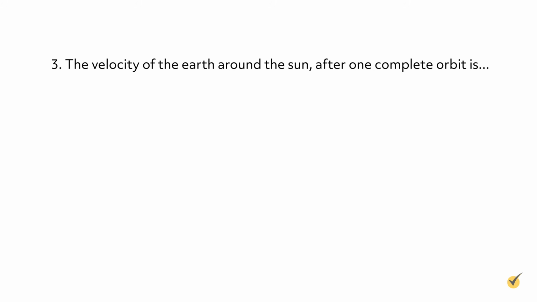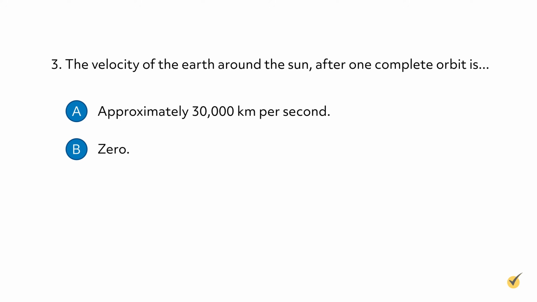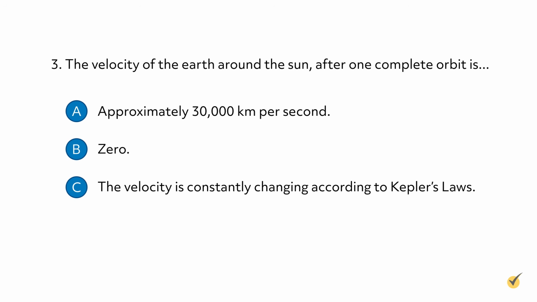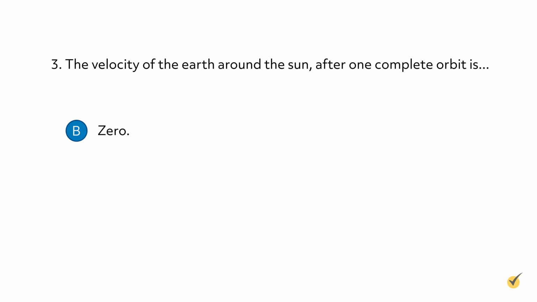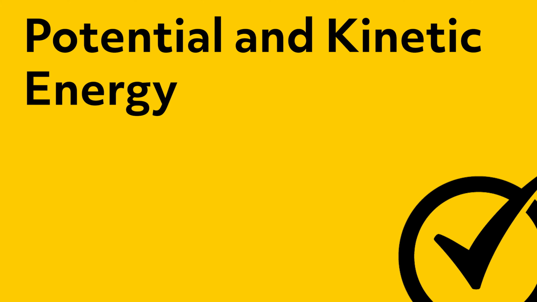Number 3, the velocity of the Earth around the Sun after one complete orbit is A, approximately 30,000 kilometers per second, B, 0, C, the velocity is constantly changing according to Kepler's laws, or D, the same as the tangential velocity. The correct answer is B. As we saw with the dog moving in a circle, the directions of the velocity cancel out after one complete trip.